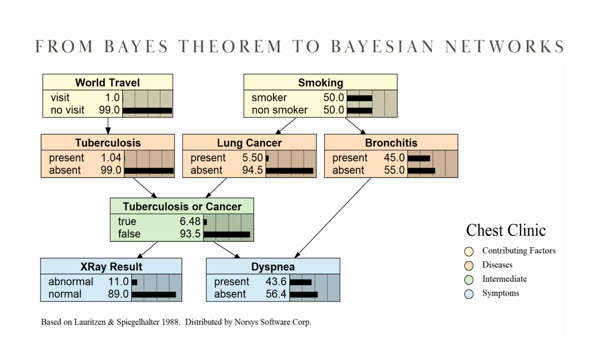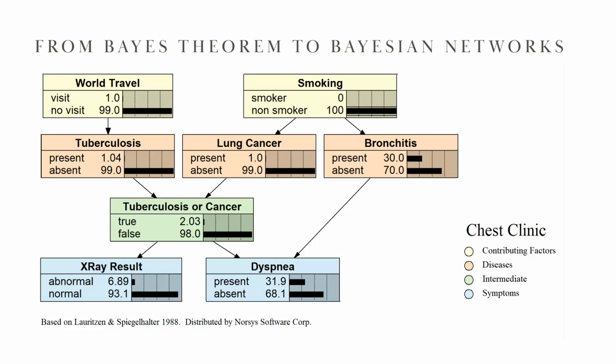We find out the person is a non-smoker. We click on the non-smoker element of the smoking node. The probability of lung cancer went down, along with the other probabilities. The most likely disease at this point is bronchitis.